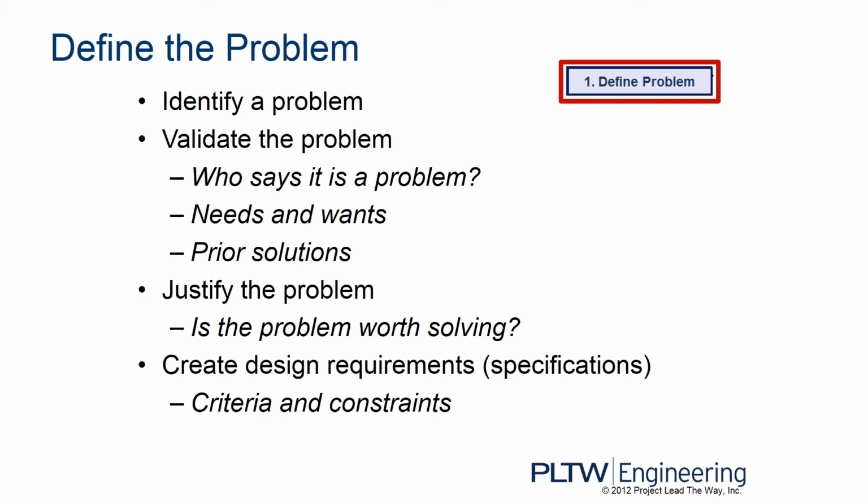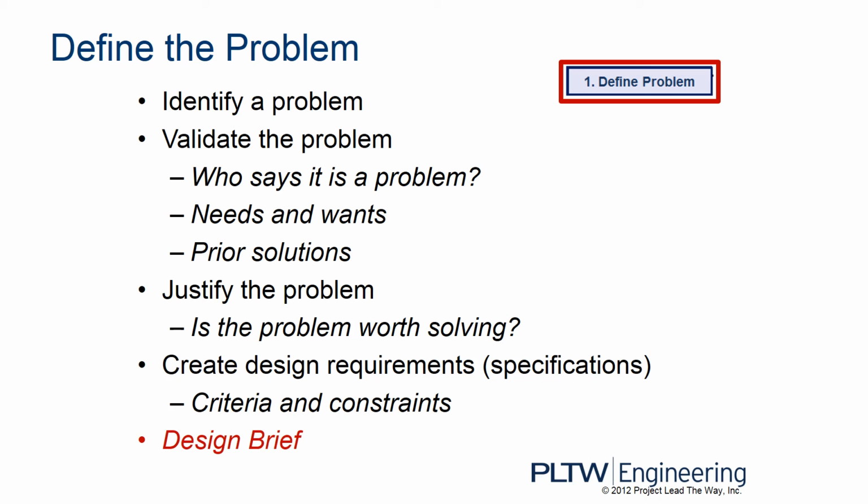All right. When you create the design requirements, you'll generate criteria and constraints. Criteria are what it must do. Constraints are what it must not do. It must lift 100 pounds. It must not break when I use it over 1 year. So you generate criteria, what it must do, and constraints, what it must not do.